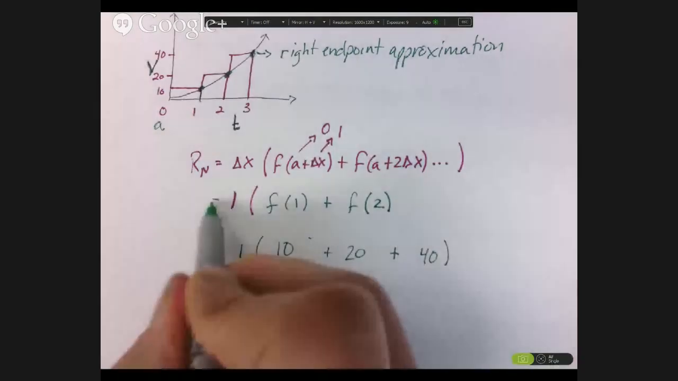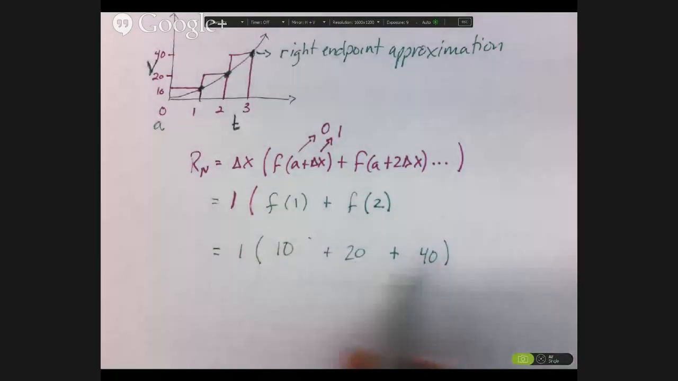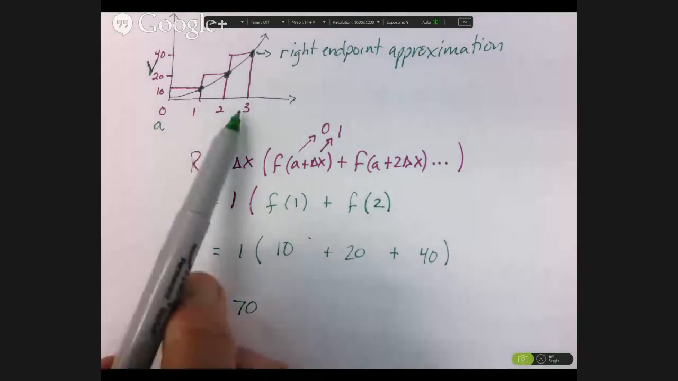30, 70. Okay, and we didn't specify units. We have to do 40 as well. We have to do after 3. You have to do all intervals, yeah.